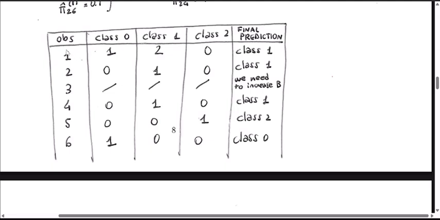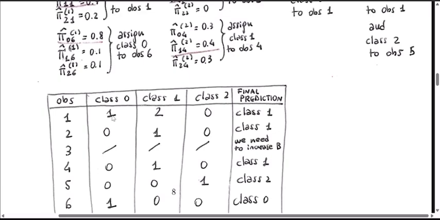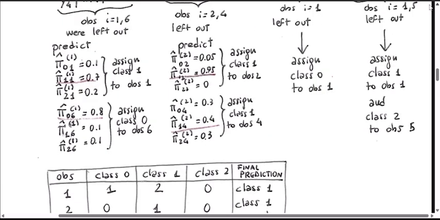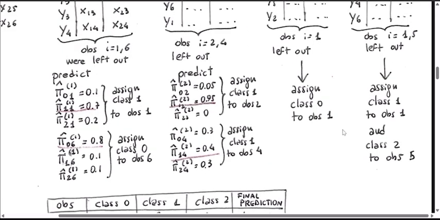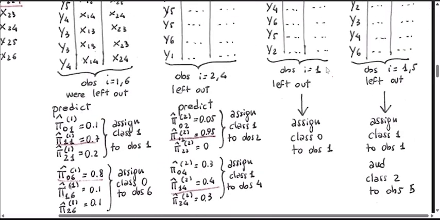But we now take a look at the count for observation 1. If you go up, how many times do we classify observation 1 to class 0? You're going to check here. It's only one time. Do you see here? One time. That is why I wrote 1 here. How many times do we classify observation 1 to class 1? Here, 1.